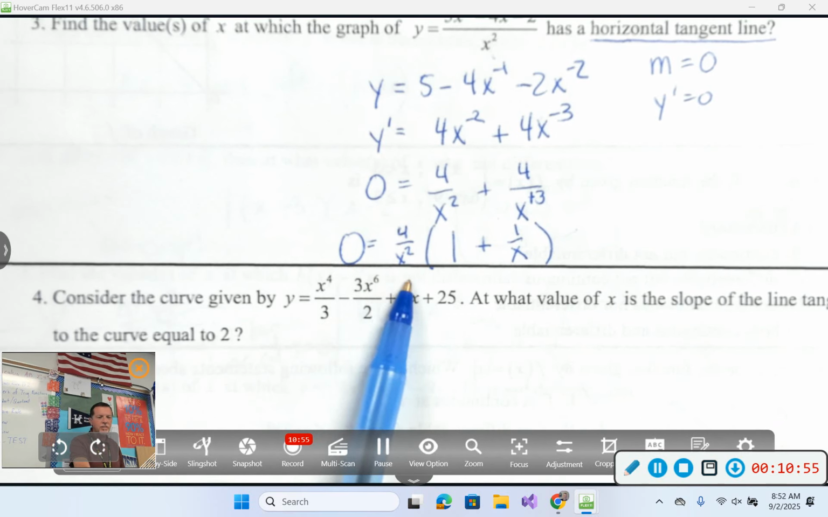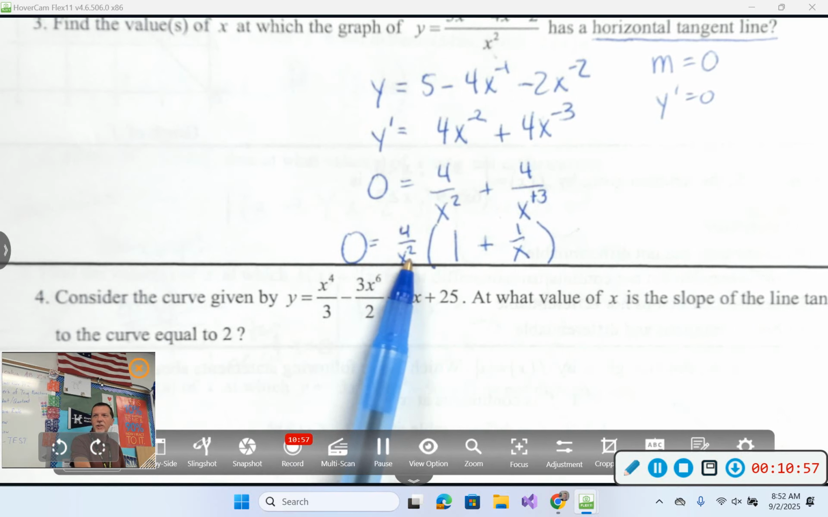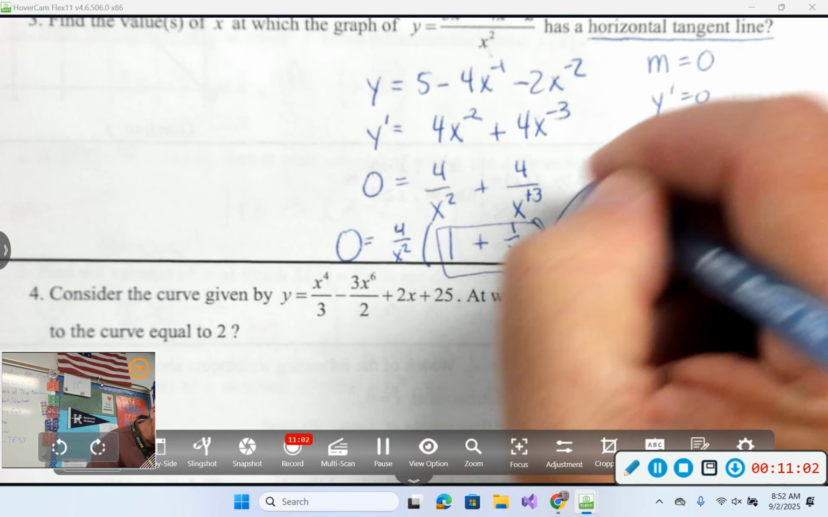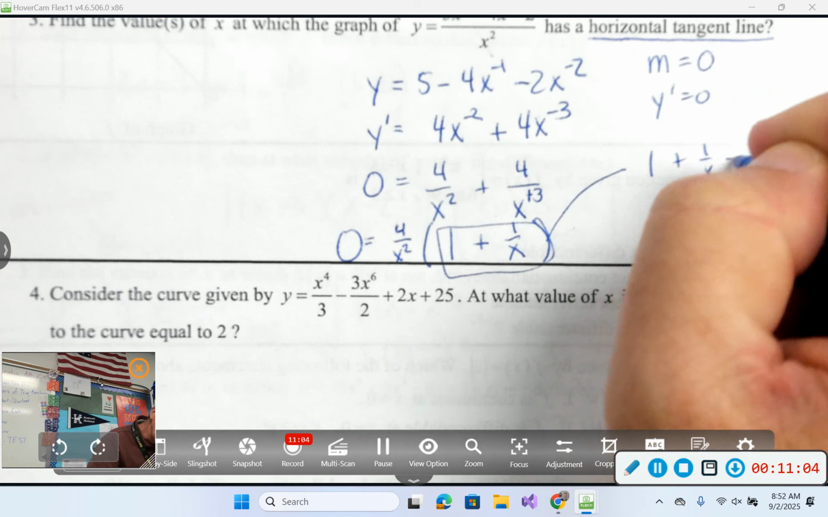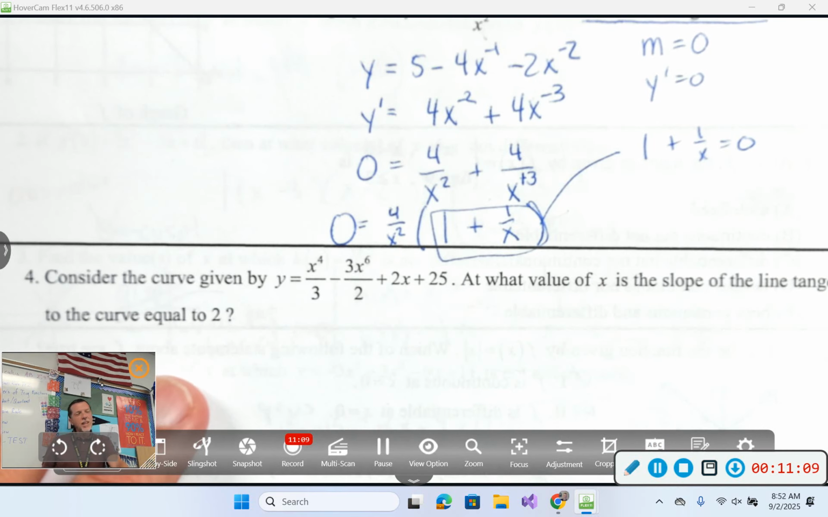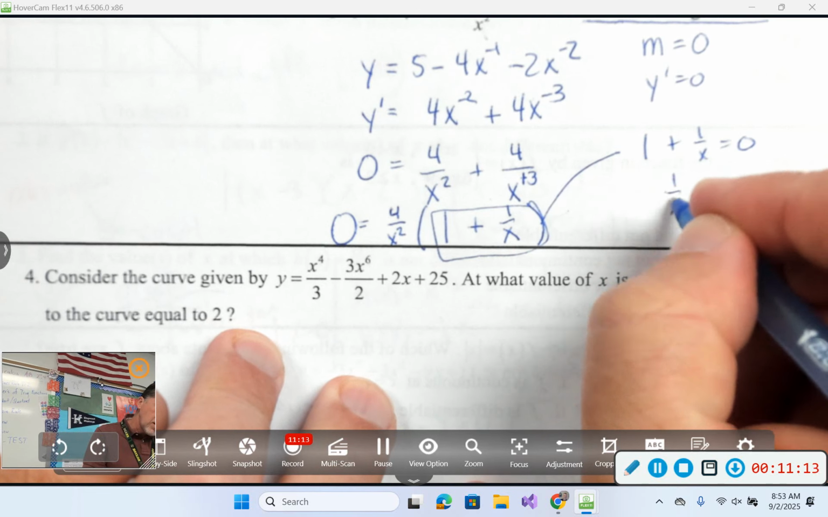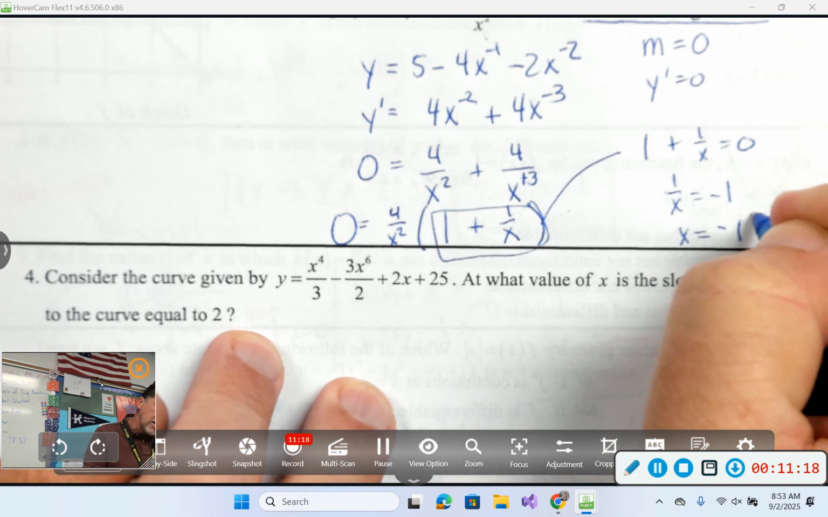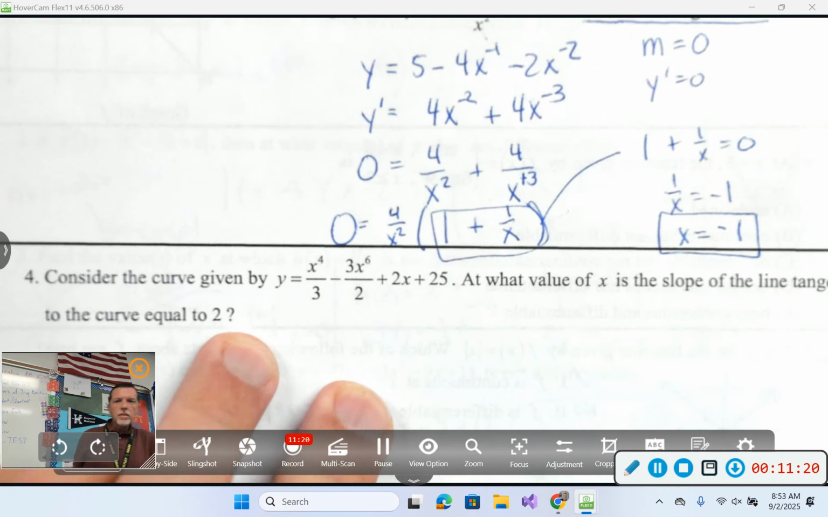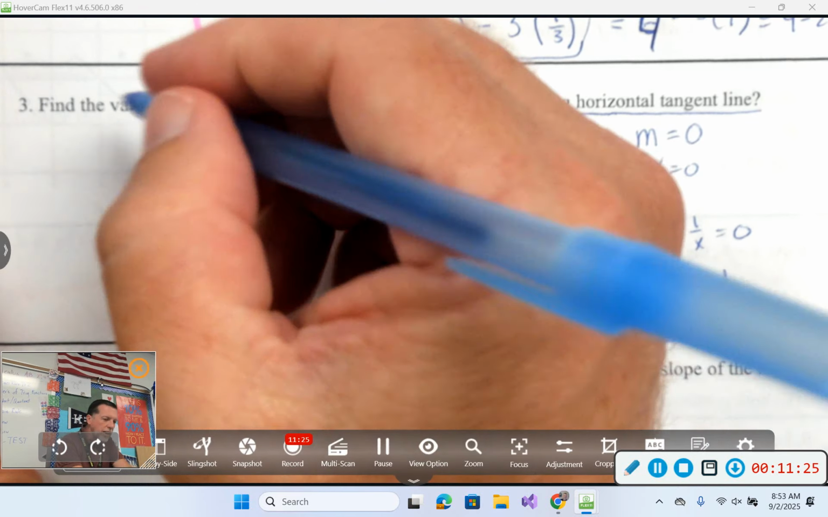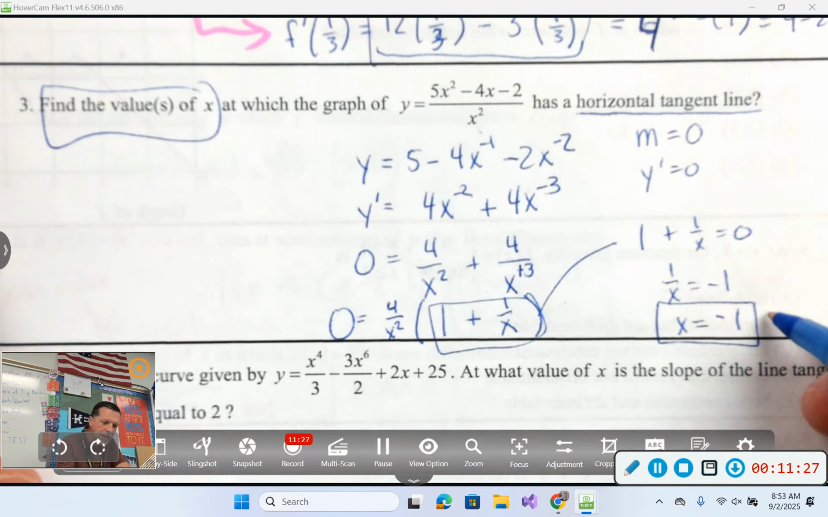4 over x squared, that's not going to be 0, because if I plug in 0, I can't do that. So the only way this is going to work is if 1 plus 1 over x equals 0. And maybe you could look at that and figure out what it is. Maybe you'd want to show some steps. But x is going to need to be negative 1. Let's back up and make sure we answered the question here. Find the values of x. And we did. So yeah, we're good.